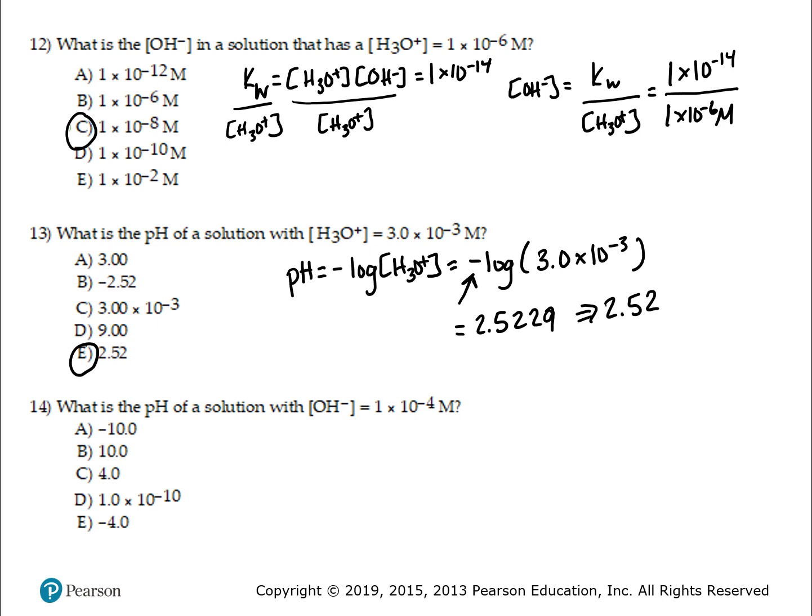Now we'll go on to number 14. Again, stop me if you have questions. What is the pH of a solution with hydroxide concentration of 1 times 10 to the minus 4 molar? We're combining what we did in 12 and 13 to get the answer for 14. You first have to use the Kw to get to the concentration of hydronium, because the pH, that's what we need.